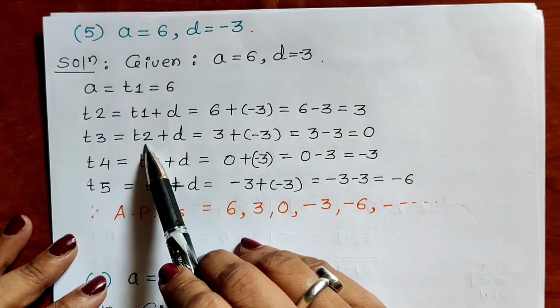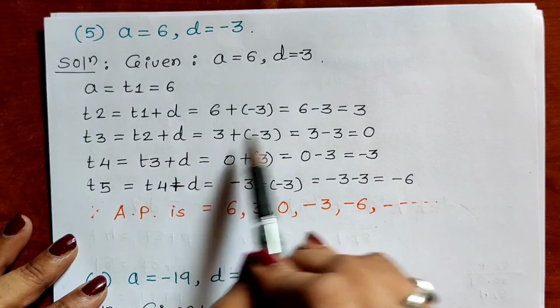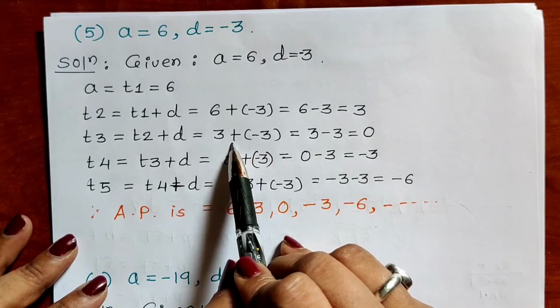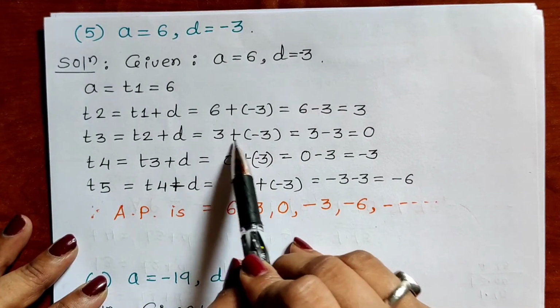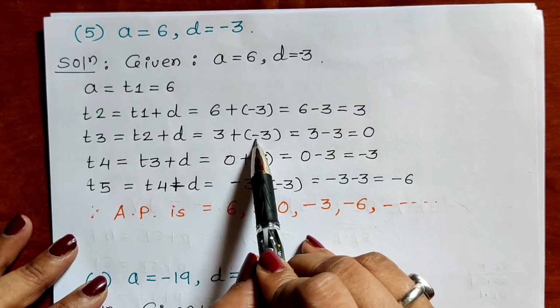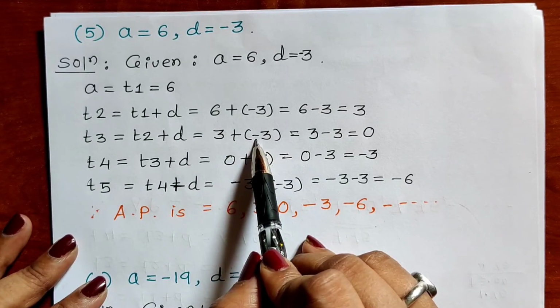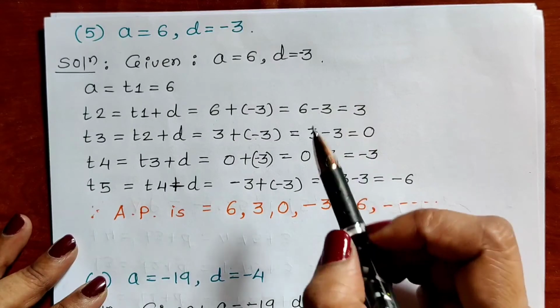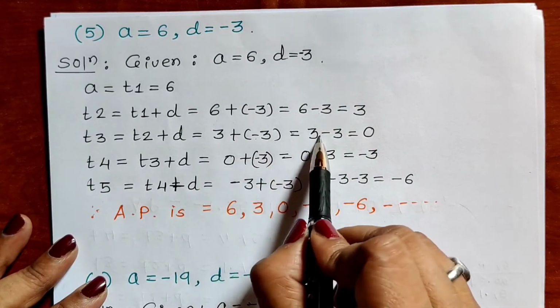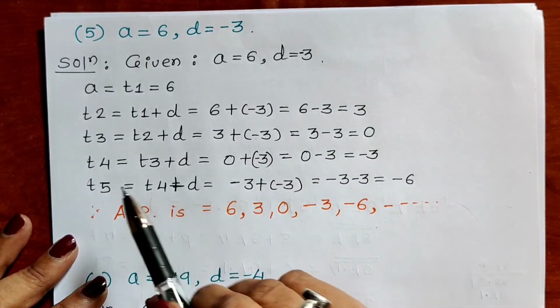T3. T3 is T2 plus D. T2 is 3 we have got here. Plus D is minus 3. So plus minus minus, two signs come close to each other. We have to combine it and make one single sign. So here it is 3 minus 3. 3 minus 3 is 0.